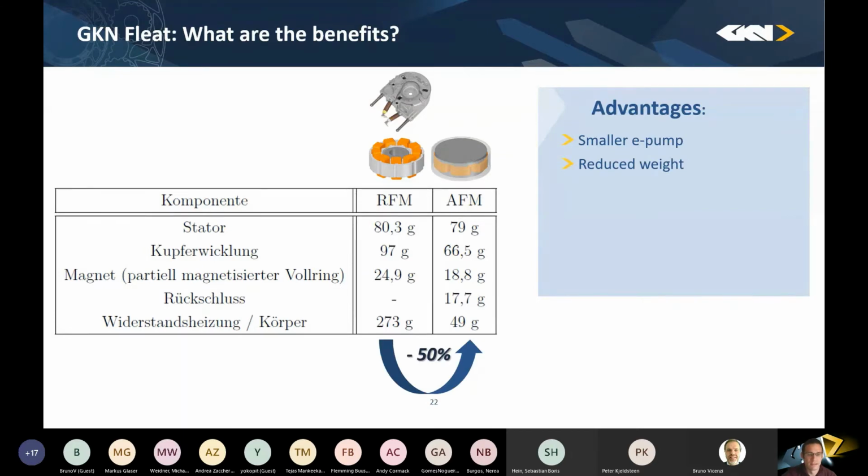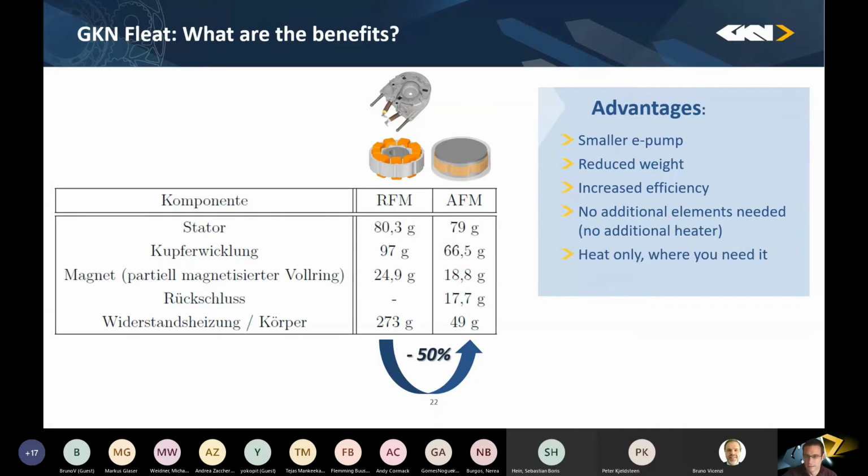Furthermore, in this case study for the coffee machine, we can reduce the weight by about 50%. At the same time, we have increased the efficiency. We will see it in the next slide as well. And best, we need no additional elements, neither in the electronics nor in the pump. It's just utilizing what we have, and we can replace the heater without any additional effort.